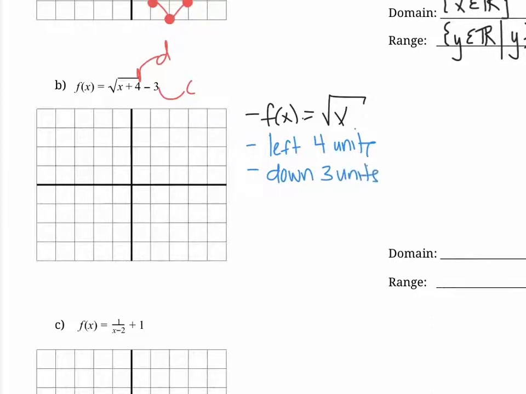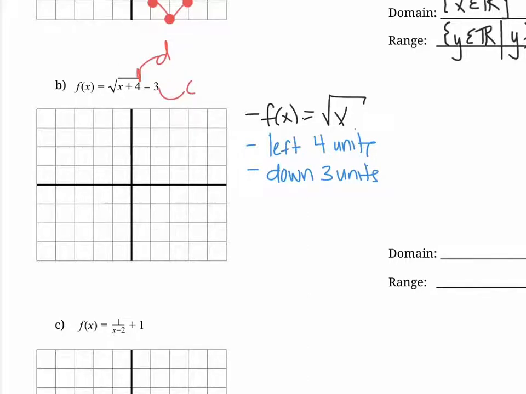All right, so let's do this. Now that we have this done, you try sketching this. So quickly sketch out the square root function and then move everything left 4 and down 3. Go for it. Pause the video and try it.